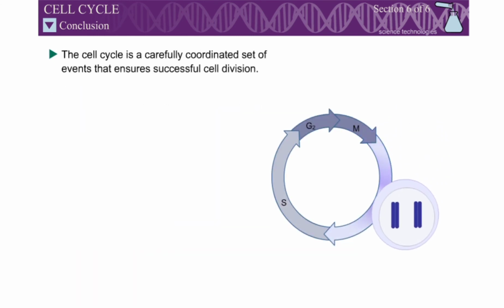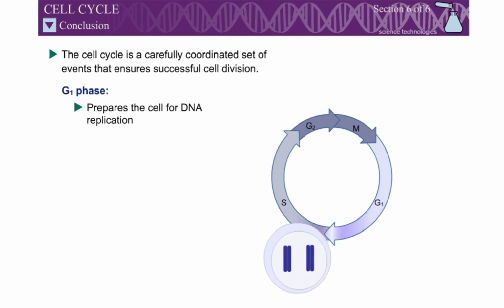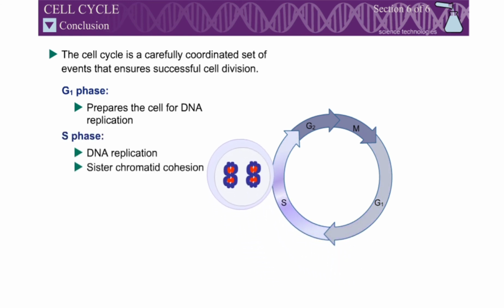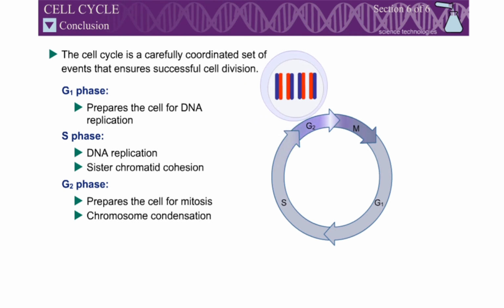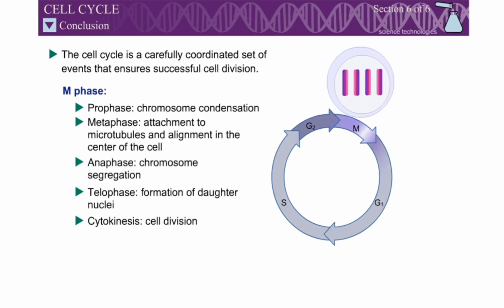The cell cycle is a carefully coordinated set of events that ensures successful mitotic replication of a parental cell into two daughter cells. Gap phases ensure the cell has the resources to commit to DNA synthesis or cell division. DNA replication is accomplished in the S phase, and the cell divides into two identical daughter cells during the M phase.